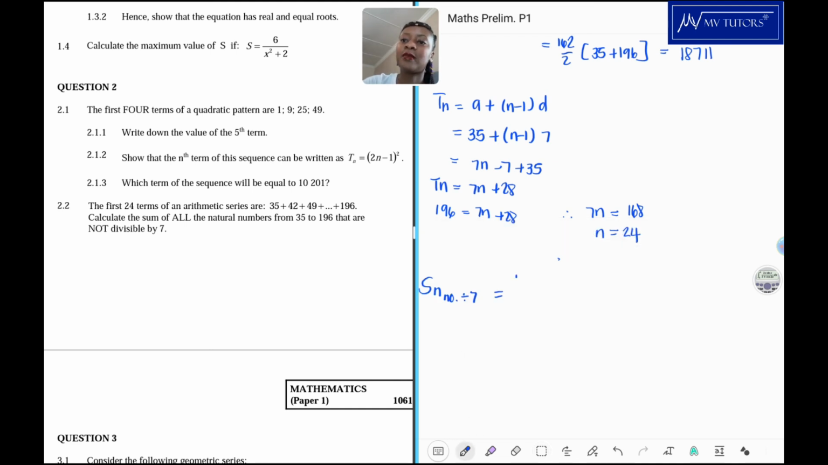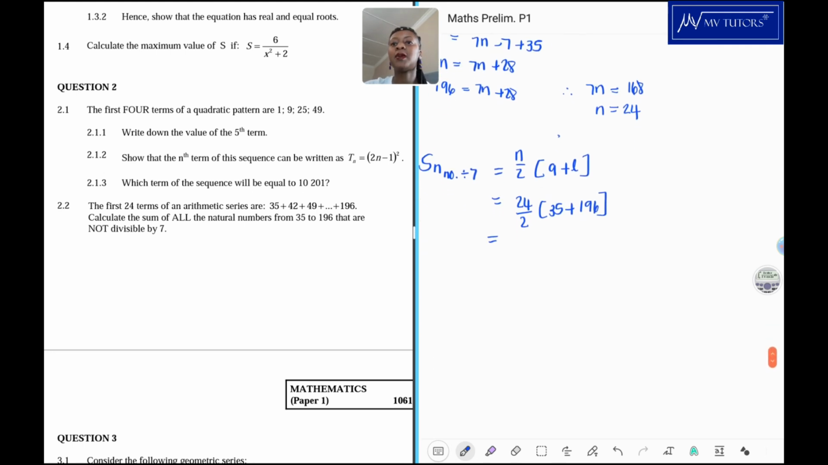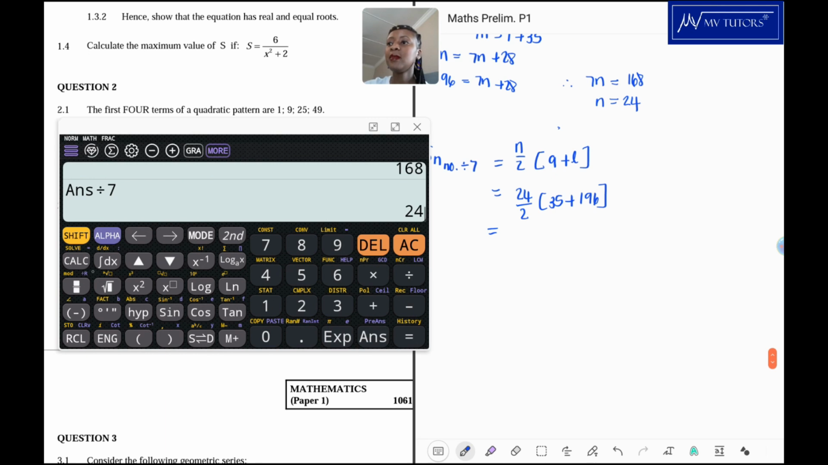Okay, so again, we have n over 2, first term, last term. So n is 24 over 2, first term is 35, last term is 196. So we're going to plug it all into the calculator. We have 24 over 2, that's just 12, and then 35 plus 196. Okay, so we have 2772.